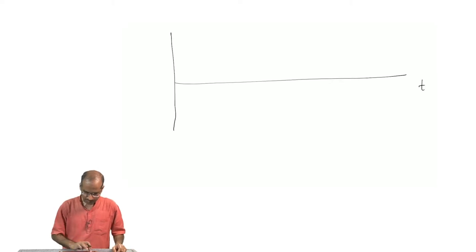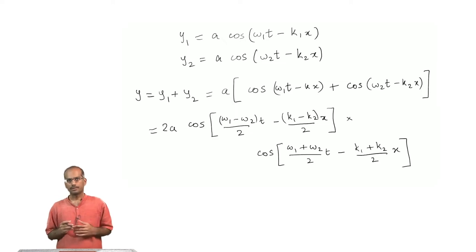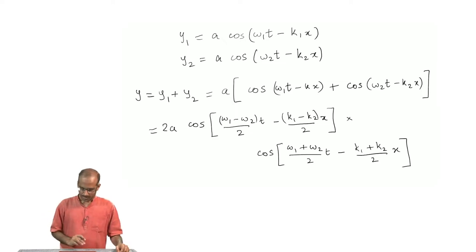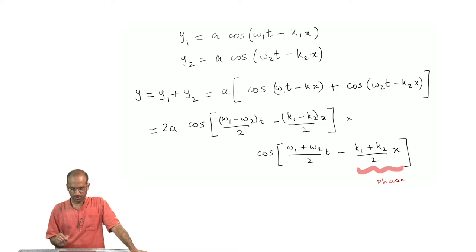So, I am going to have, especially if you assume that omega 1 and omega 2 are nearly equal to one another, but not exactly equal. In that case, this number omega 1 minus omega 2 will be small, whereas omega 1 plus omega 2 will be a large number. And of course, you can treat this k1 plus k2 by 2 into x as some phase factor. Similarly, you can do that for k1 minus k2 by 2 into x.